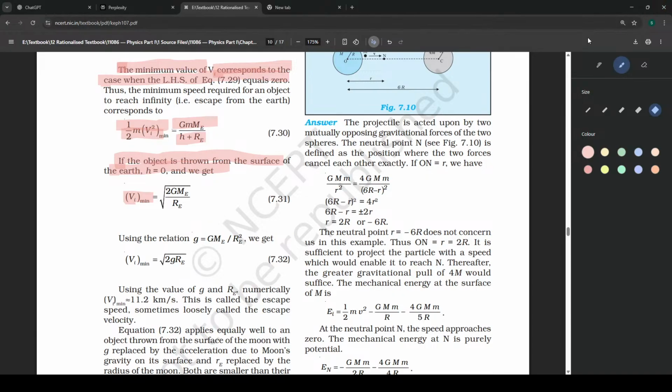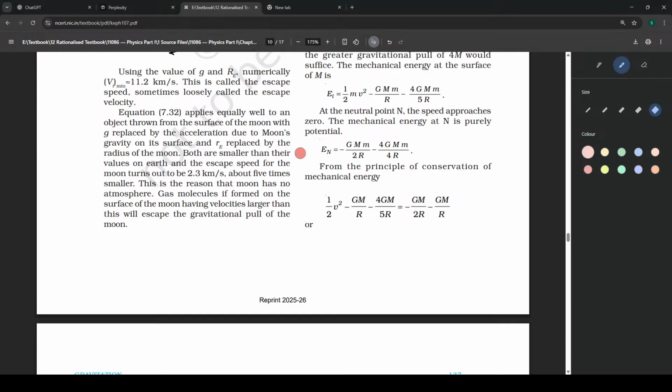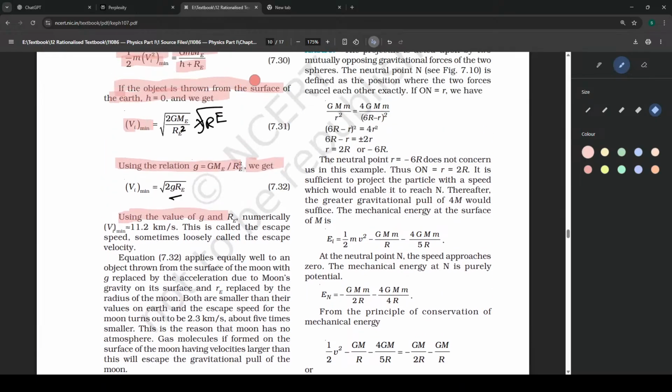And by multiplying Re, we will get Re root Re, and this whole thing will become g. So we'll get the final equation as root of 2g Re, using the relation g equals GMe by Re square. Using the values of g and Re numerically, we know the values of g as well as Re.